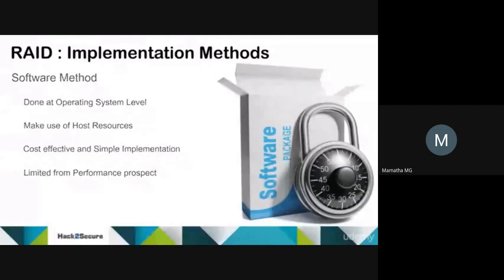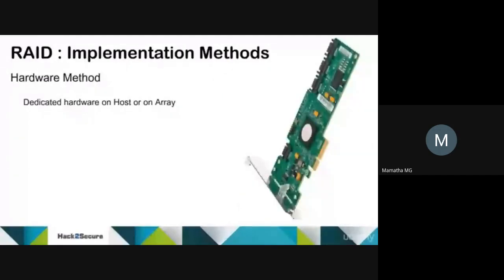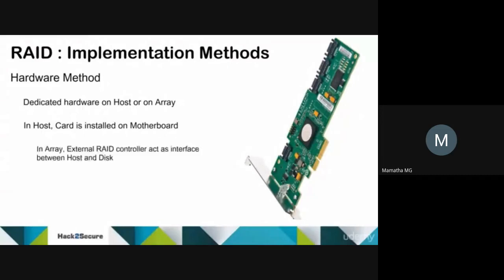Hardware RAID uses a specialized hardware controller either on the host or on the array. In host-based implementation, the controller card is installed on the host or on the motherboard itself. Disk drives are connected to these controllers. On the other hand, in external array-based implementation, an external RAID controller acts as an interface between host and disk. So here the RAID controller presents storage volumes to the host and the host manages these volumes as physical drives.